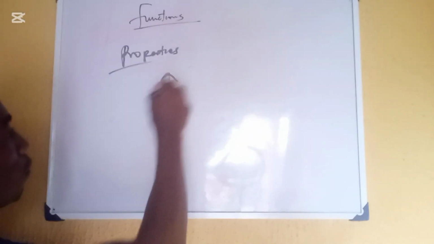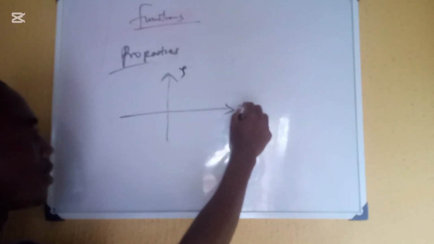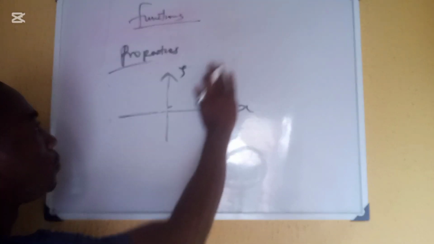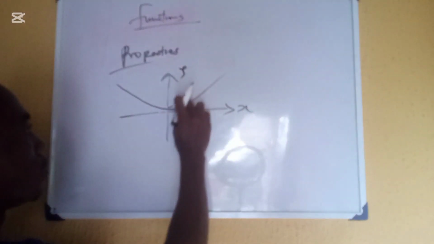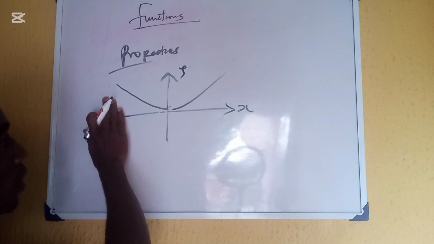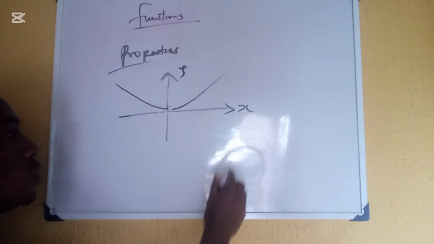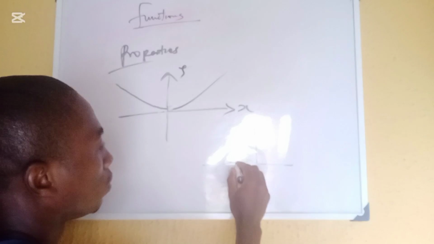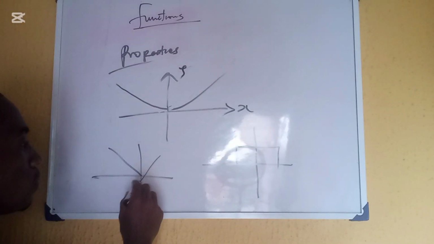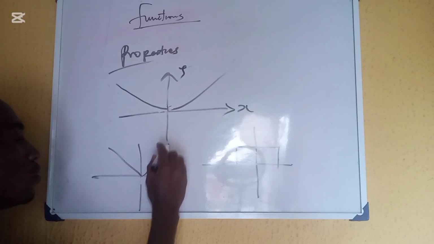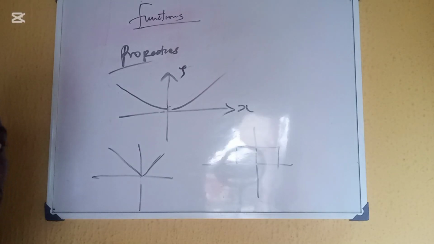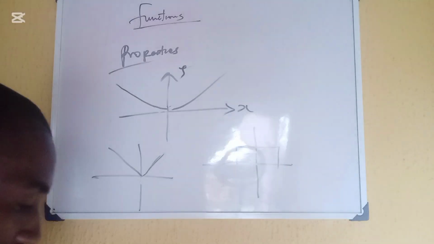Look at this graph. We have the y-axis, x-axis, something like this. Don't mind my diagram, just trying to sketch. Something like this is an even function. Why? This part is a mirror image of this part. Okay, let's have another one. This is also an even function. Let's have another one. This is also an even function. Why? It is symmetric about the y-axis.